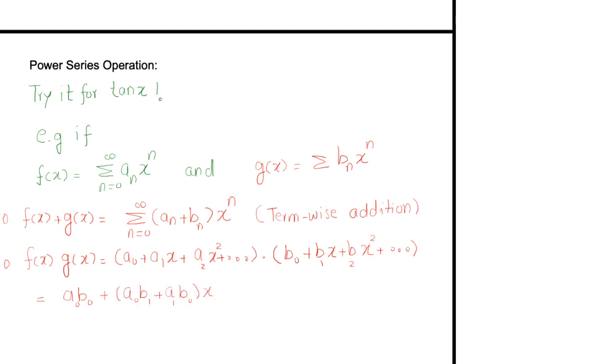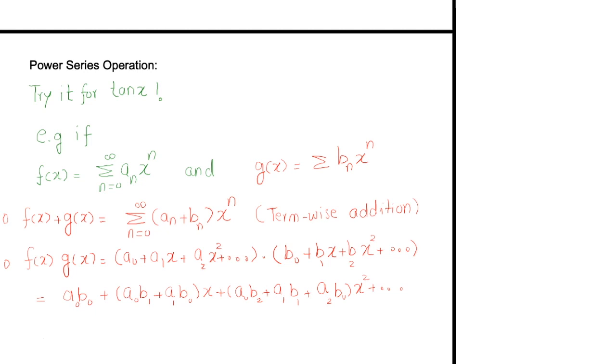A naught b1 plus a1 b naught into x. The third term can be written as, which is the coefficient of x squared, that will be a naught b2 plus a1 b1 plus a2 b naught x squared, and so on.